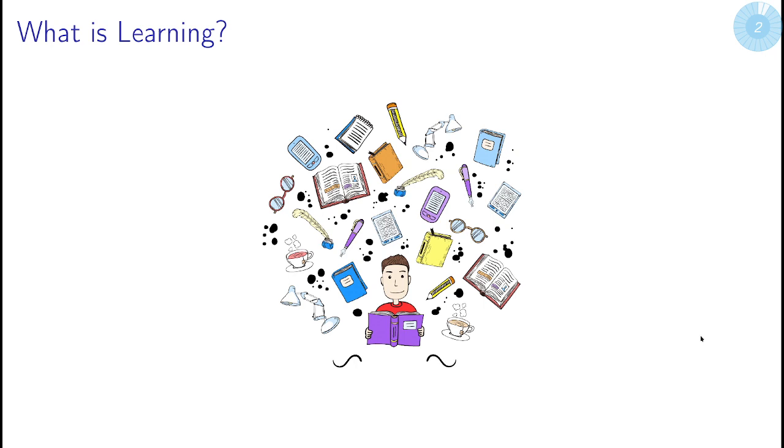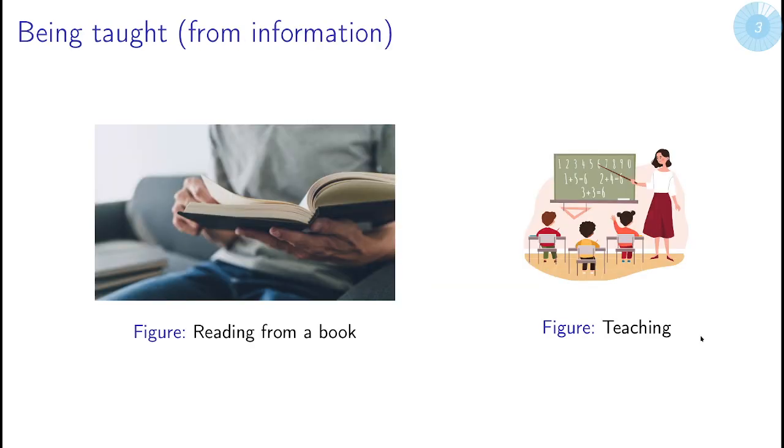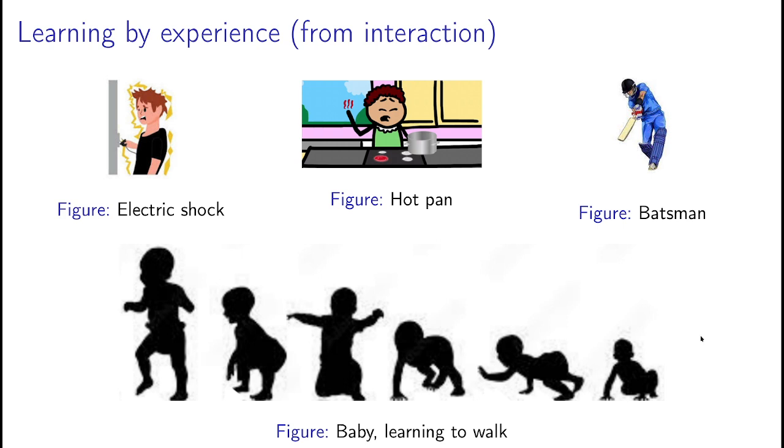Before we go into reinforcement learning, let's see how we humans learn. Generally, we learn in two ways. First, from information. That is, someone teaches us something or we read from a book and so on. And second, from interaction. That is, learning by experience. When you get a shock or touch a hot pan, you don't just learn not to do it, but also learn how not to do it. And to learn anything properly, both the types of learning are important.